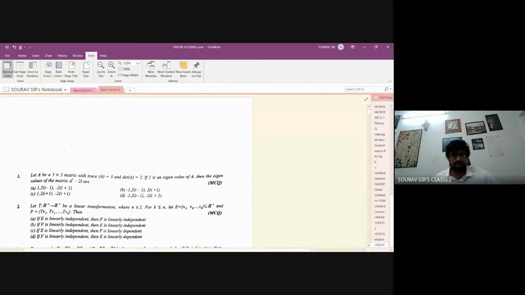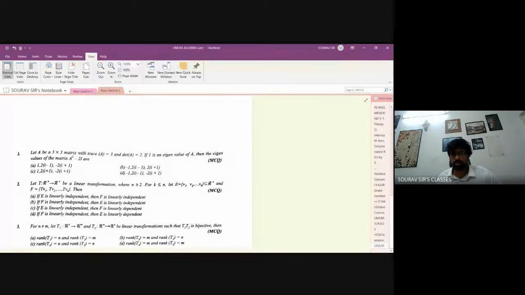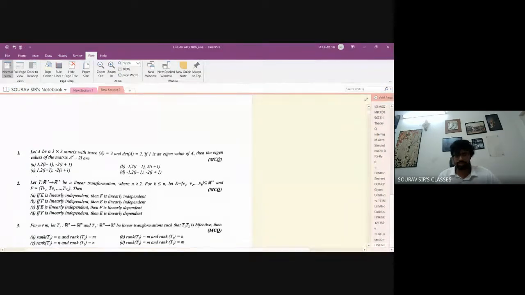So what is it? A 3 cross 3 matrix with a trace 3, determinant 2. If 1 is an eigenvalue, then what happens next? Then the matrix A square minus 2A is what? So what do you think on this for the first place?